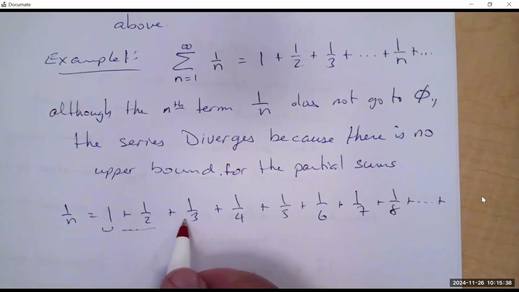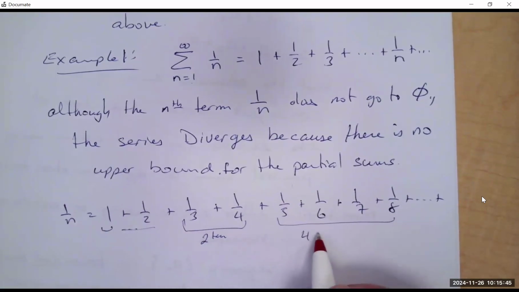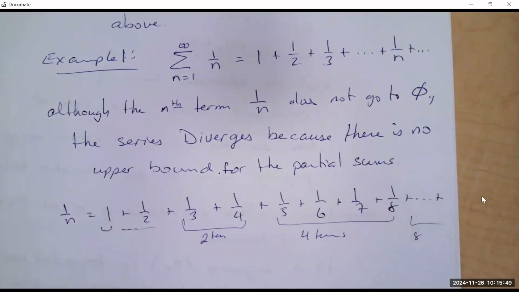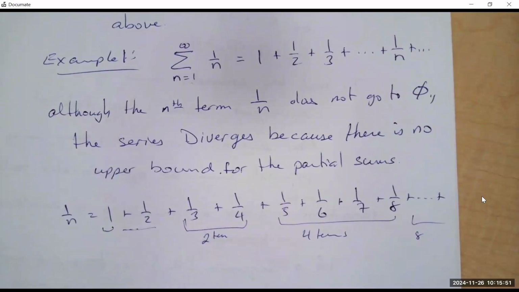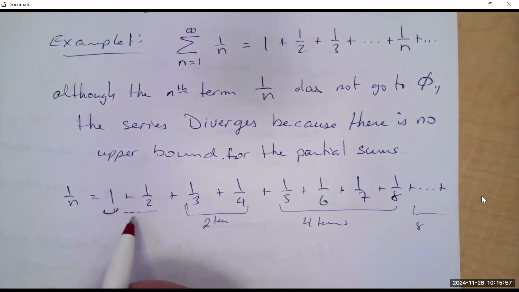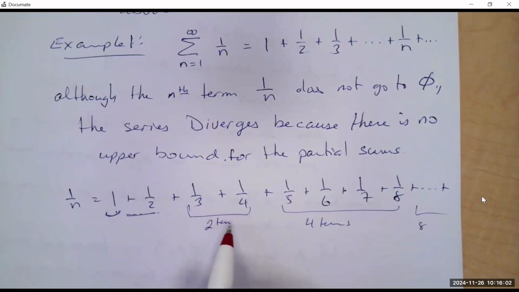Now, if we look at the next set, 2 terms, 4 terms, and then 8 terms, and then 16 terms. What happens to those? So we start off with 1, then we add 1/2. Is this next number going to be bigger than or less than 1/2?